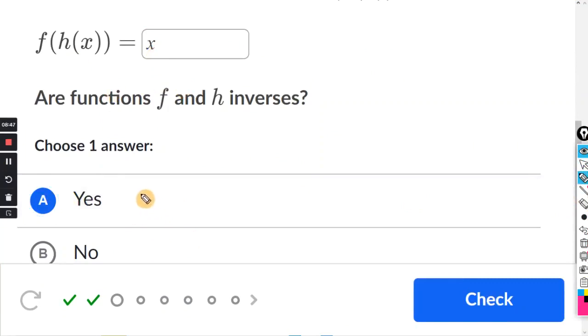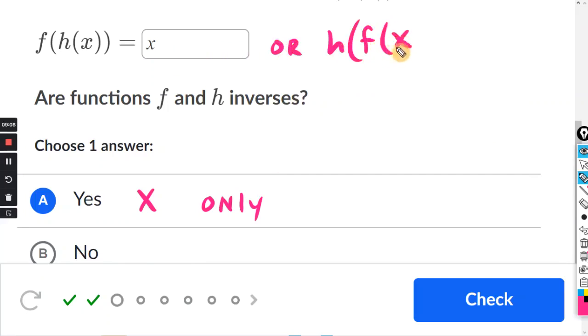This is for x only. No is anything other than x. So if they asked f of h of x, or if you did h of f of x, and got x, the answer is yes. So x only for the yes.